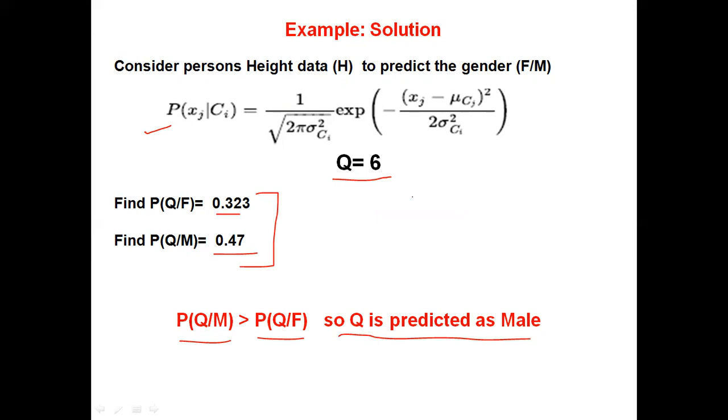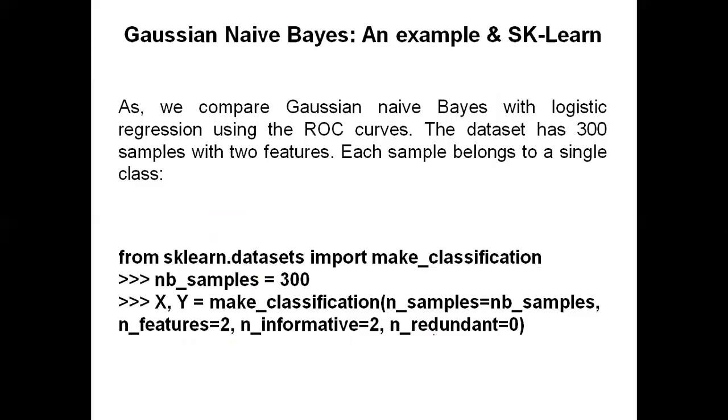I hope you are clear with this solution, because it is numerical data and we are using the Gaussian naive-Bayes classifier. Now let us see the scikit-learn code for this naive-Bayes classifier.